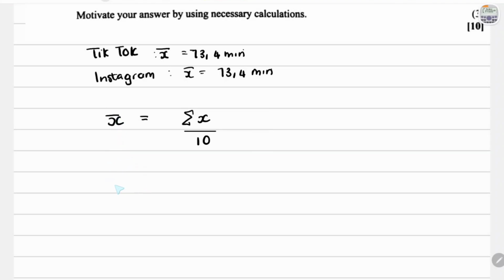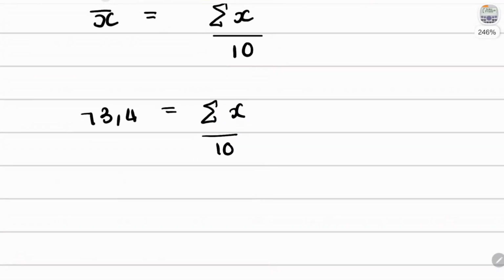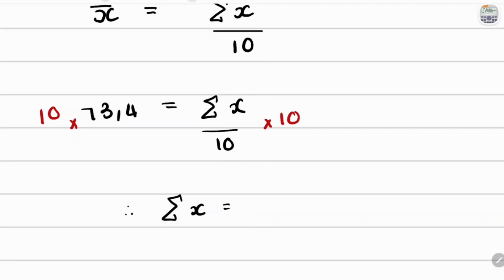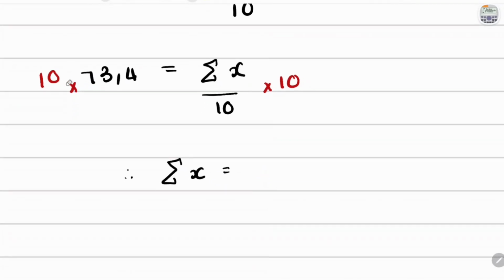So the mean time, that was 73.4. And that is equal to, we don't know this yet, we're just trying to find that, over 10. So you see now to find the total sum of all those learners, the time that they spent on one platform, Instagram, you're going to have to get rid of the 10. You can decide to cross multiply or just multiply both sides by 10 to get rid of that 10. So the sum of times that they spent on Instagram would be times 10, which just means that the decimal just moves one place.